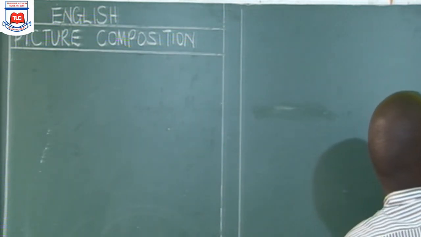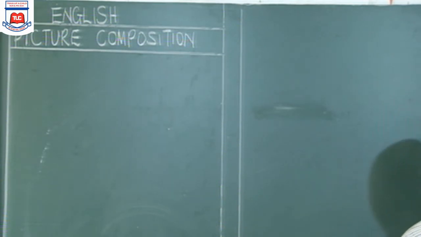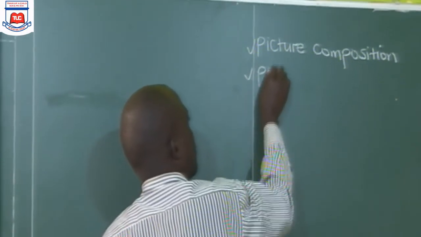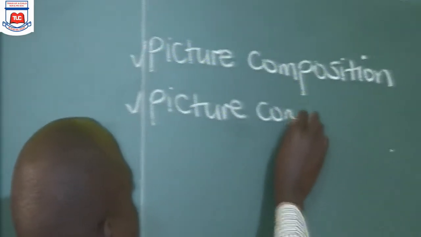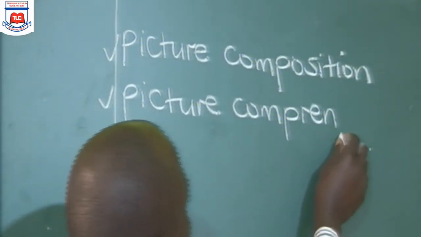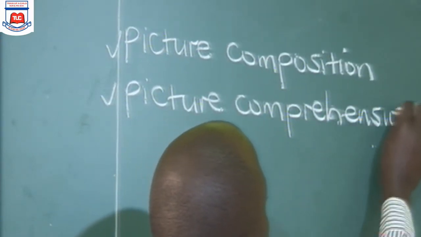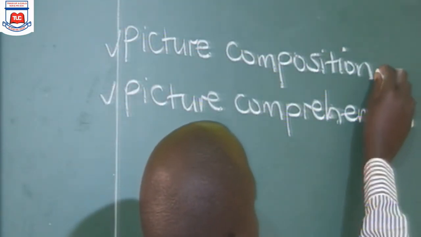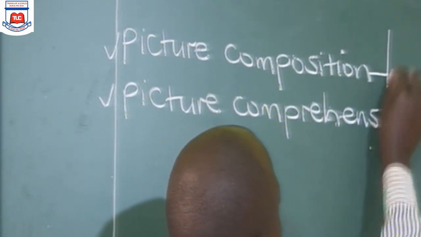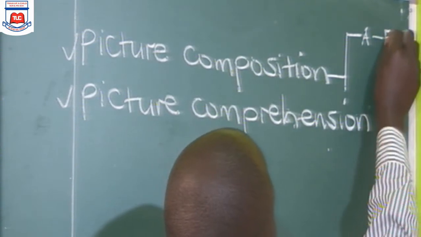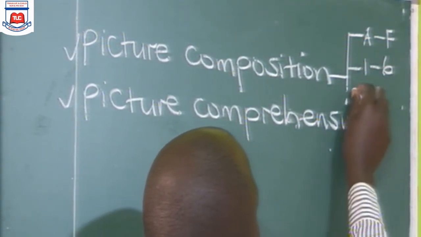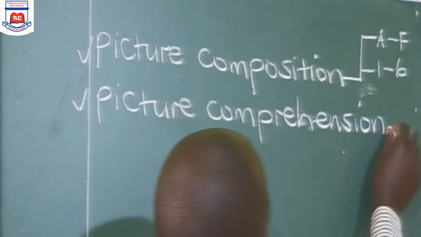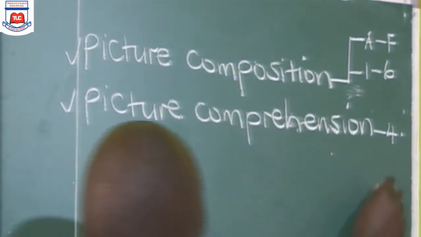There is picture composition and picture comprehension. So these are two different things. Picture composition is where they give you pictures A to F, or 1 to 6. This is what we call picture composition. Then comprehension are the last 4 questions down to make them come up to 10.